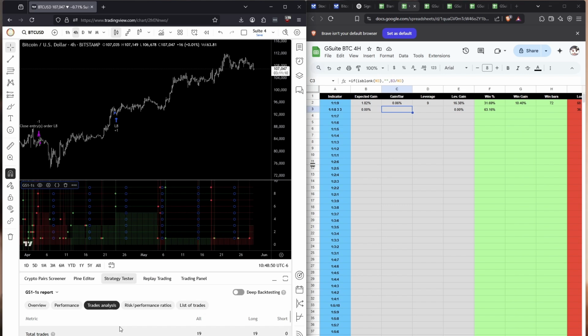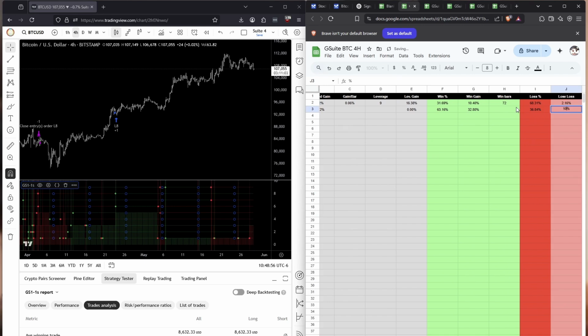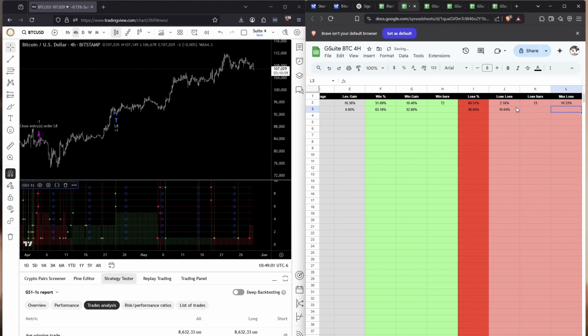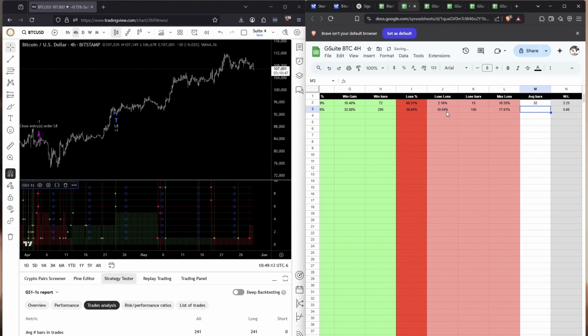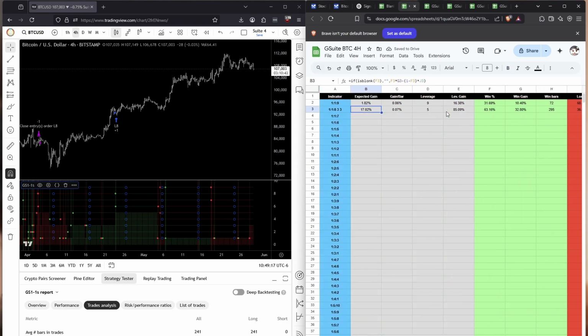Okay, then I'm going to go into trades analysis again. Average winning trade is 32.8. Average losing trade is 10.04. Max loss 17.61. Average winning bars 295, average losing bars 150, and then 241 for average bars. Okay, so there's the next signal.